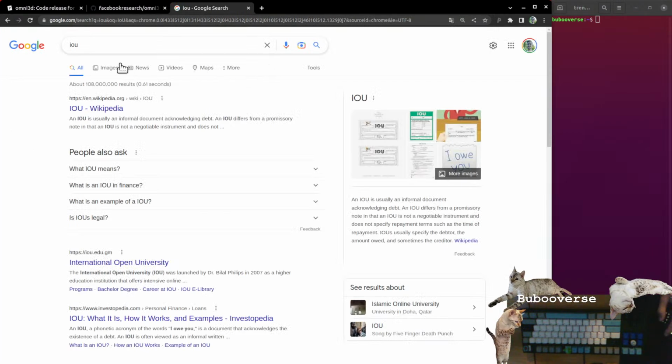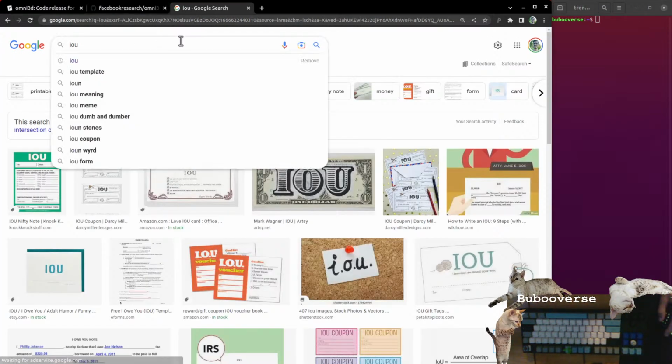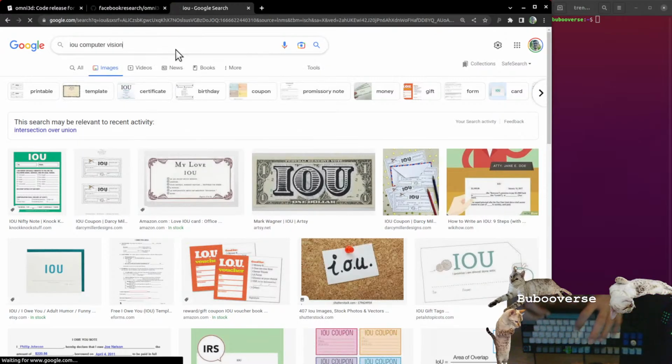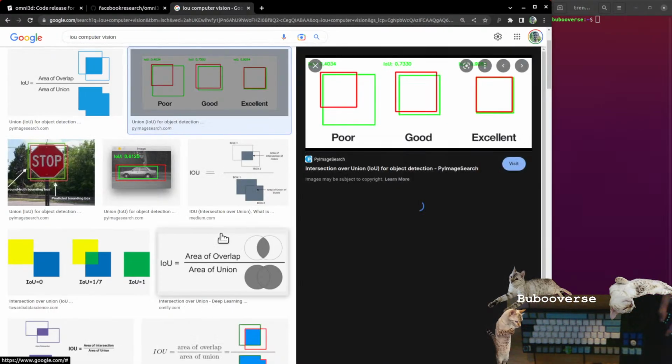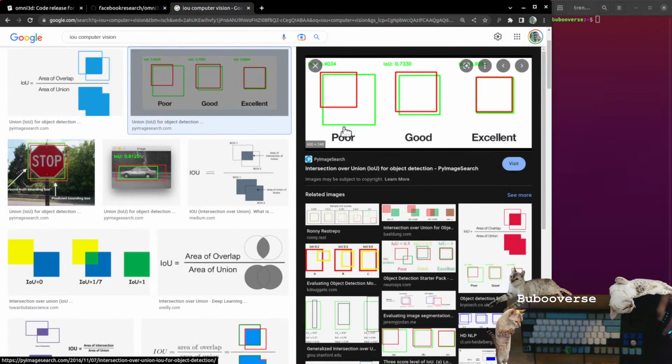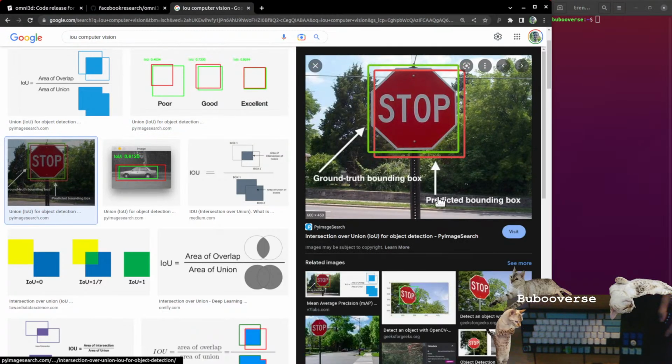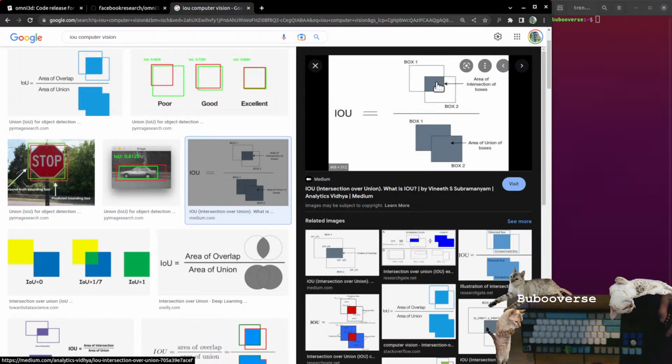IOU, intersection over union, in computer vision, is basically how much your 2 boxes overlap in image space. So when you're doing this 2D image detection, your model will predict maybe this red box, and then you have a labeled ground truth box, which is this green one, and then to measure how good that prediction is, you use this metric IOU, right? How much do these boxes intersect versus how big are the boxes to begin with?